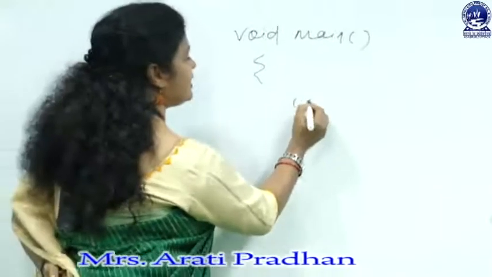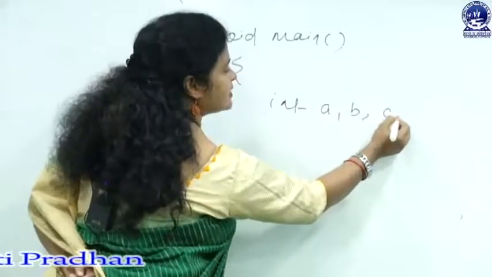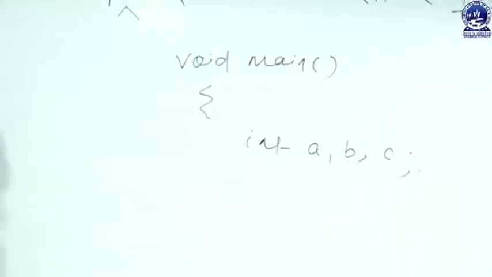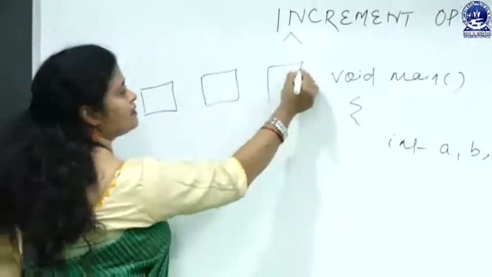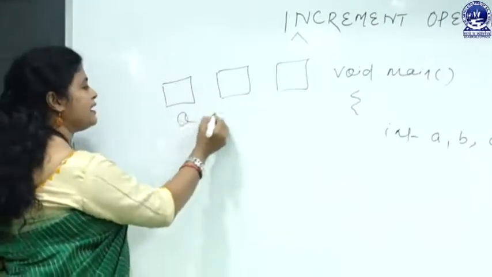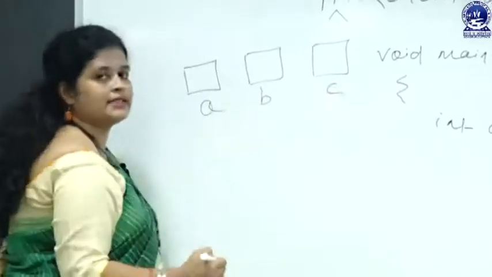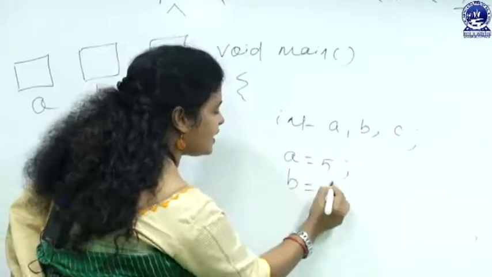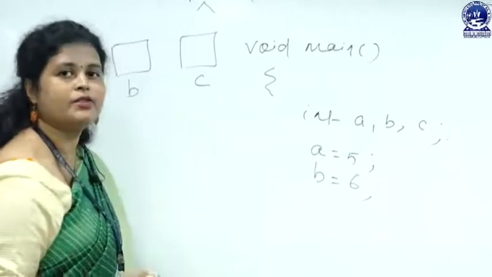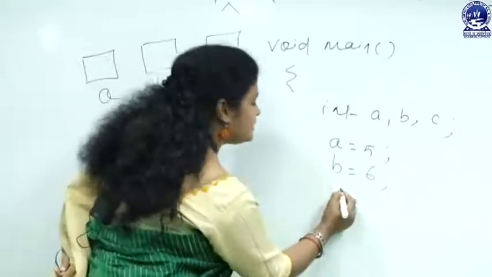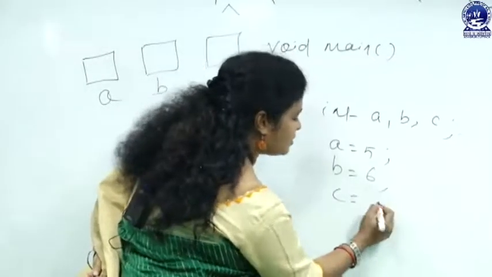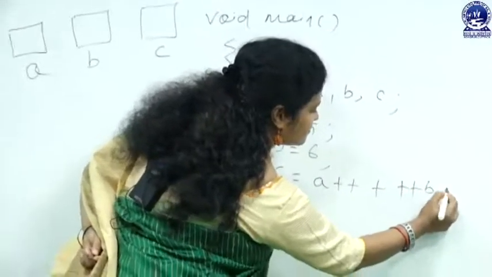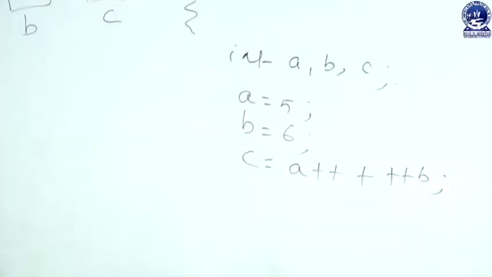Suppose I am writing int A, B, C. When you write int A, B, C and the program is executed, it means that it is allocating 3 memory areas: one is A, another is B and one is C. Suppose the A value is 5 and the B value is 6; you may use any value, no problem. Then let me write C = A++ + ++B. Just try to understand the code here.